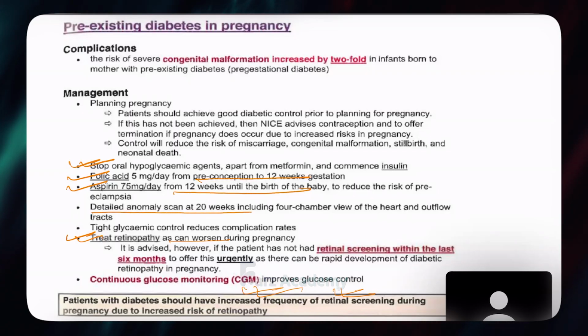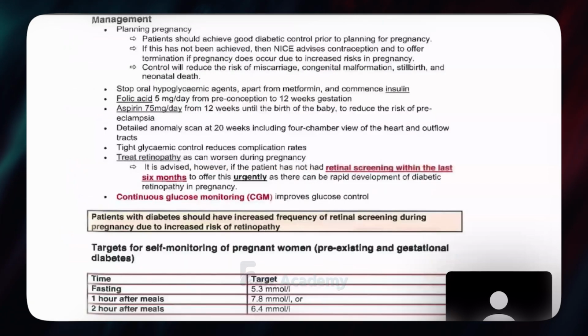A detailed anomaly scan at 20 weeks, including a 4-chamber view of the heart, and it should be a planned pregnancy. So folic acid, stop oral hypoglycemic agents, anomaly scan, retinopathy treatment and follow-up. These things are the ones usually asked in the exam.